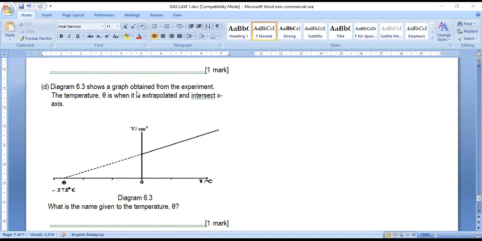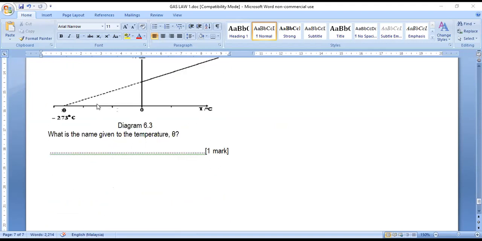Then the diagram shows a graph obtained from the experiment. The temperature theta is where it is extrapolated and intersects. So what is the name given to temperature theta? This temperature we call absolute zero. That means 0 Kelvin. So these are some examples of gas law questions. That's all for now. We will continue in the next lesson.